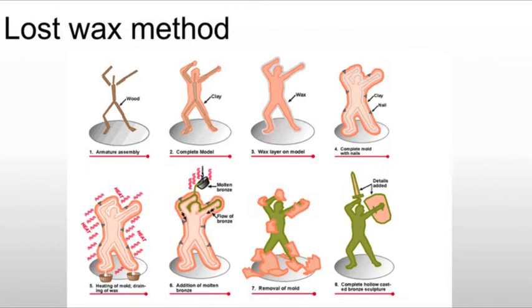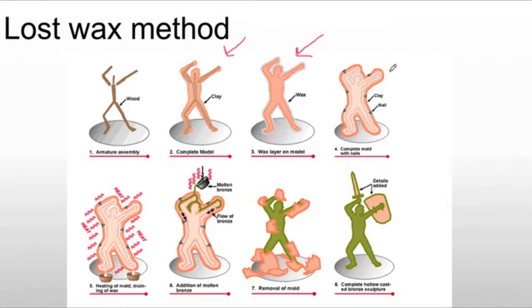What you do is you basically build an armature, and then you're going to rough out the form in clay. And at this stage, all I'm doing is creating the basic form. I don't want to create all the fine details. What I'm then going to do is cover the whole thing in wax. The wax will be as thick as I want the final metal to be. And then I'm going to carve the fine details into the wax. So details of the face, the eyes, the hands, etc.